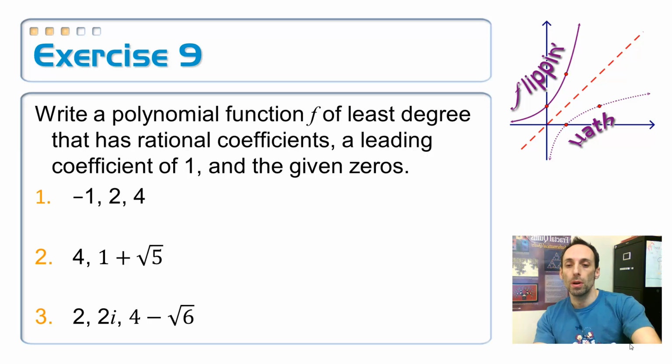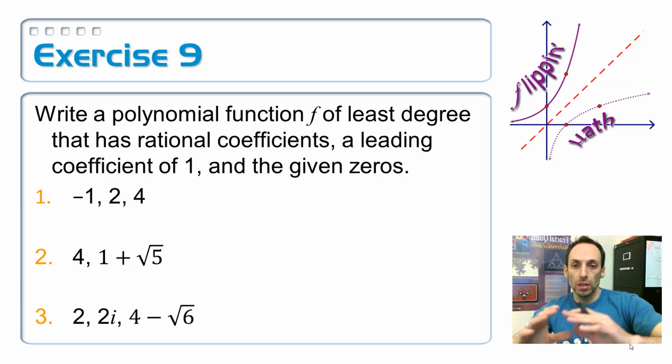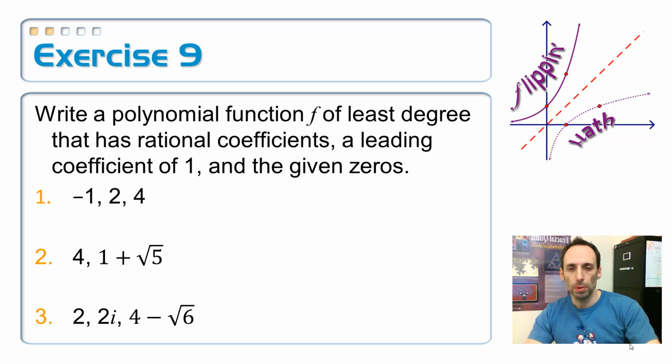So go ahead and pause it and turn each one of those things into a polynomial. Now look at the instructions, right? Polynomial function of least degree, and that means you're not adding in any extra zeros, and has a leading coefficient of 1. So in other words, once you get done with the factors and you go ahead and expand all that out, then you're pretty much done.